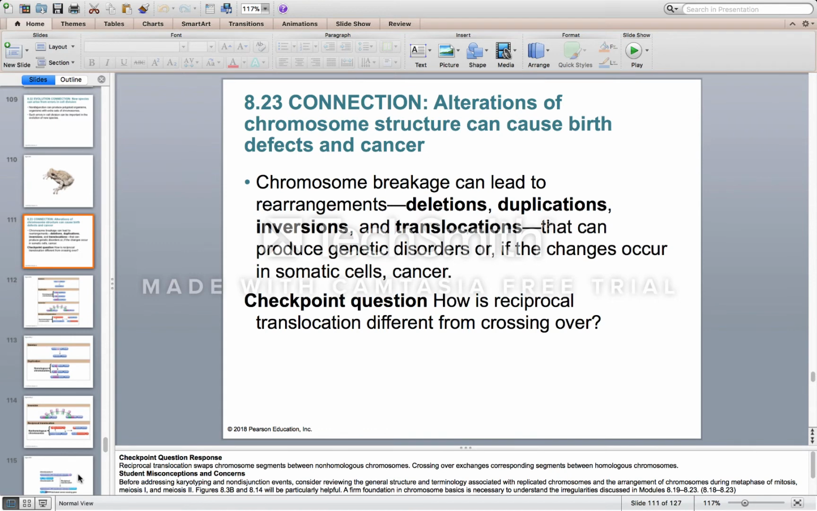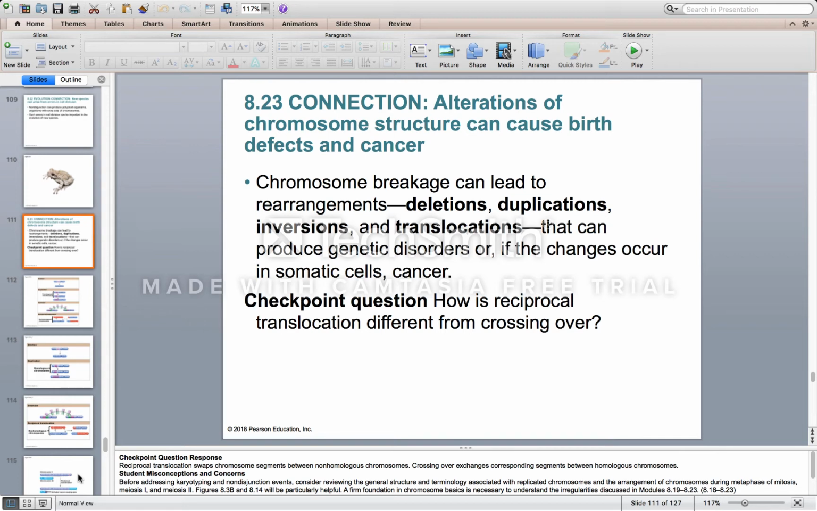Okay, alterations of chromosome structure can cause birth defects and cancer. Chromosome breakage can lead to rearrangement. You can delete an entire chromosome segment. It could duplicate, it can invert, and it can translocate, which means change its actual position. Those changes can produce genetic diseases, or if the changes occur in somatic cells, they could produce cancer. So a chromosomal deletion or duplication can result in cancer.